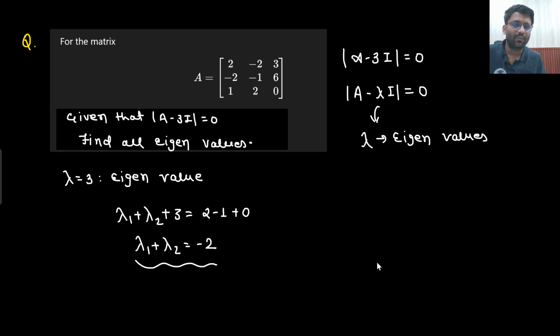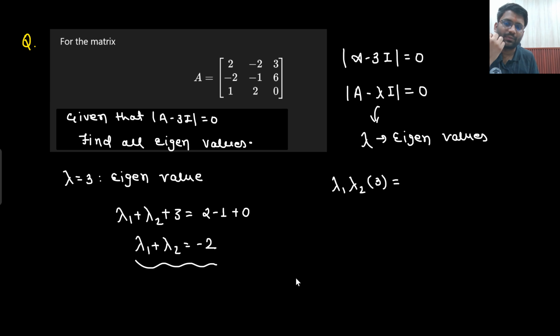And one more thing I know. What do I know? Multiplication of eigenvalues equals the determinant. Can I find out the determinant? Or is there any shorter method? No, I will have to find out the determinant. There is no other shorter method. So let's do it with the last row.